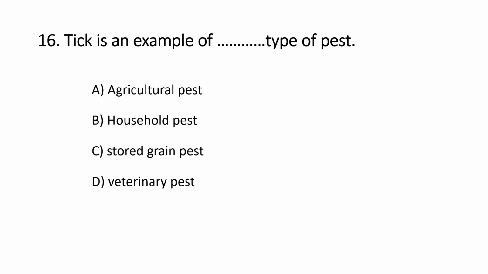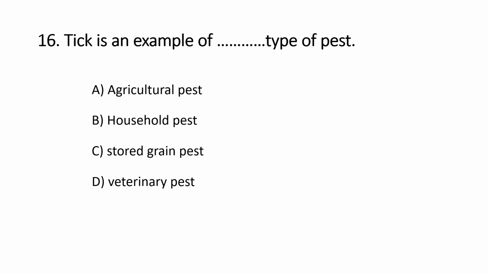Next, tick is an example of which type of pest. We know the insect pests are of different types like agriculture pest, veterinary pest, stored grain pest, medicinal pest, household pest, forestry pest, nursery pest. Here the question is: tick is an example of which type of pest, and options are agriculture pest, which attacks agriculture plants, then household pest, stored grain pest and veterinary pest.